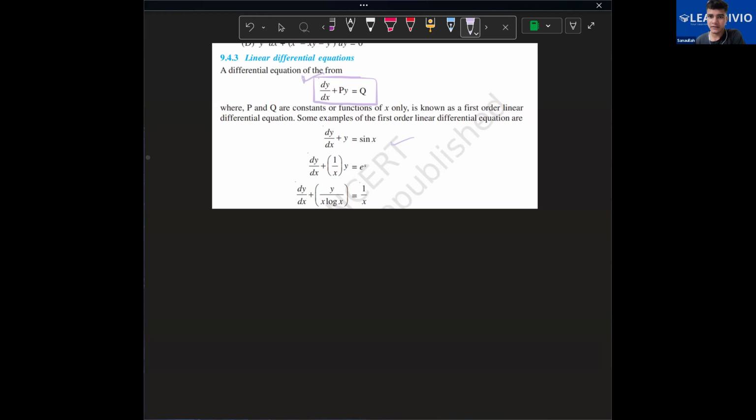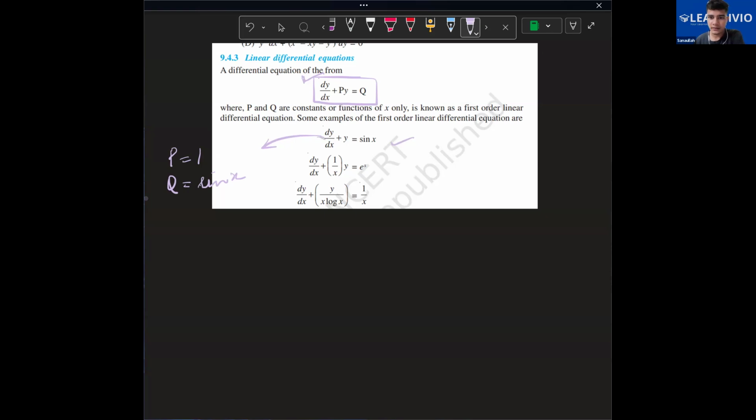Tell me what is the value of p in this first equation? What is the value of p and q? P is 1, q is sine x, right? So they are either functions of x or constants. P and q cannot be functions of y. Okay, remember this.